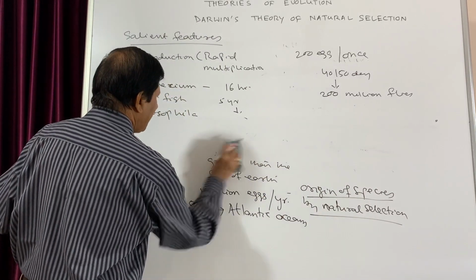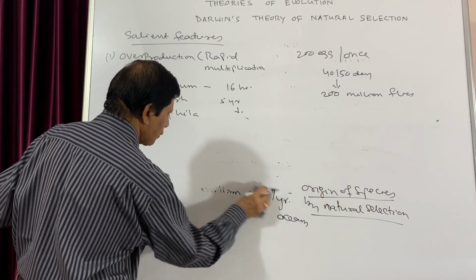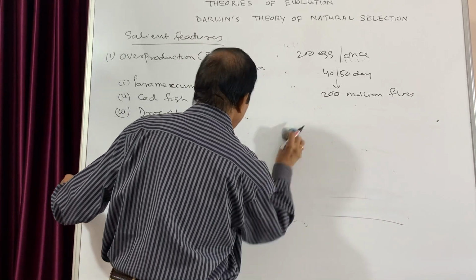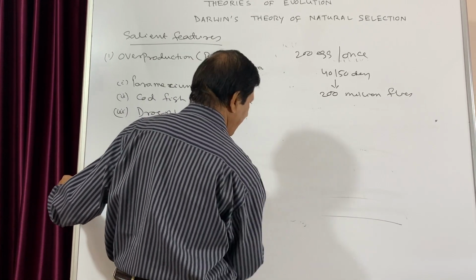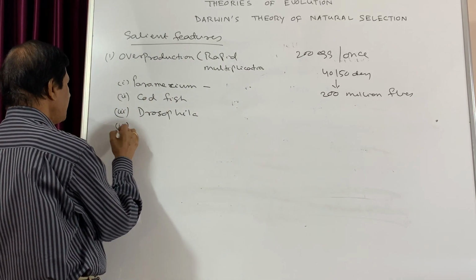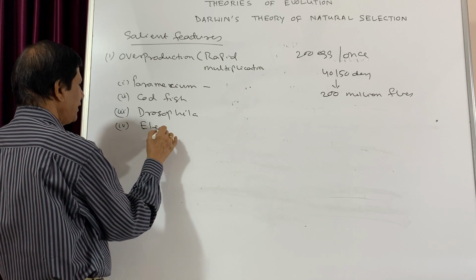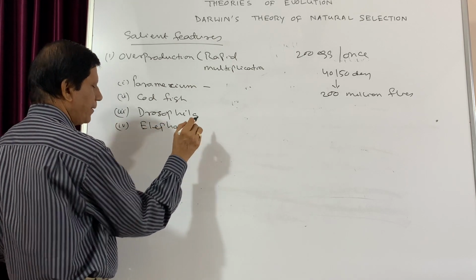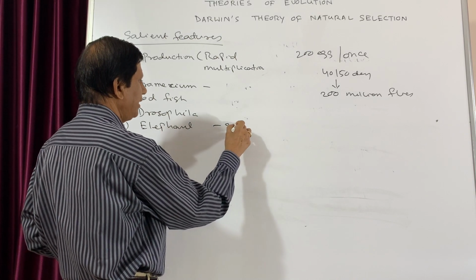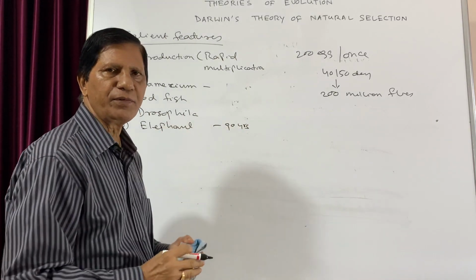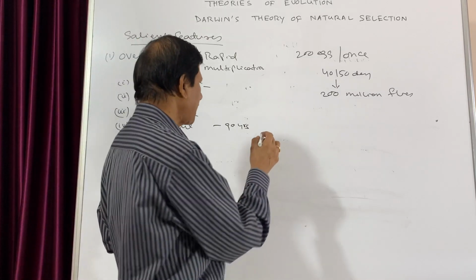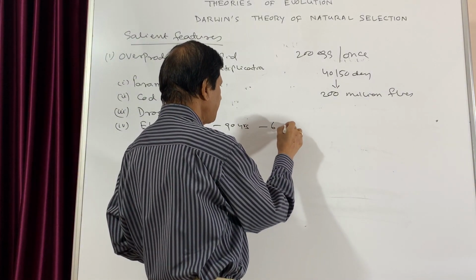Then let us give another example of the slowest breeder among animals, that is the elephant. The elephant is considered to be the slowest breeder because usually it survives for 90 years. The lifespan of an elephant is 90 years. In these 90 years, it can give rise to a maximum of 6 offspring.